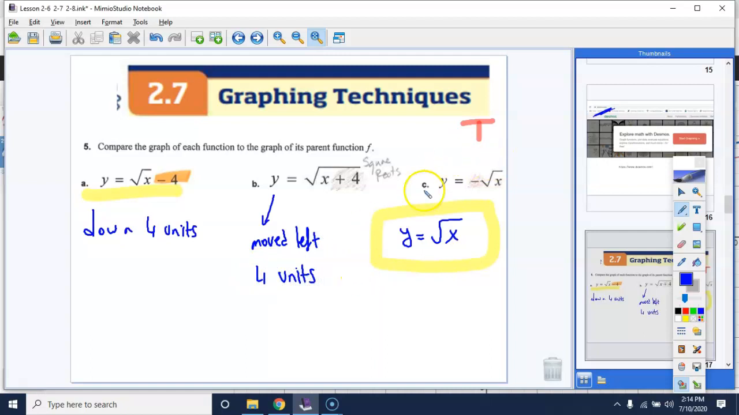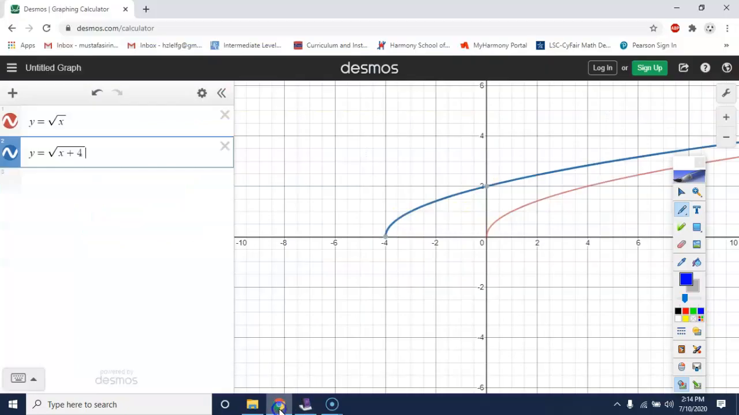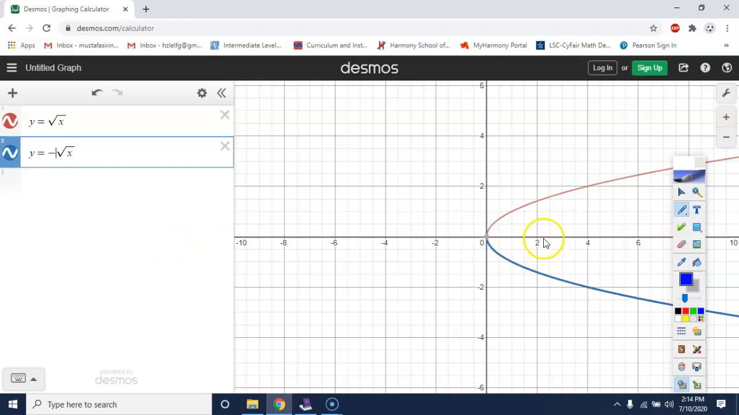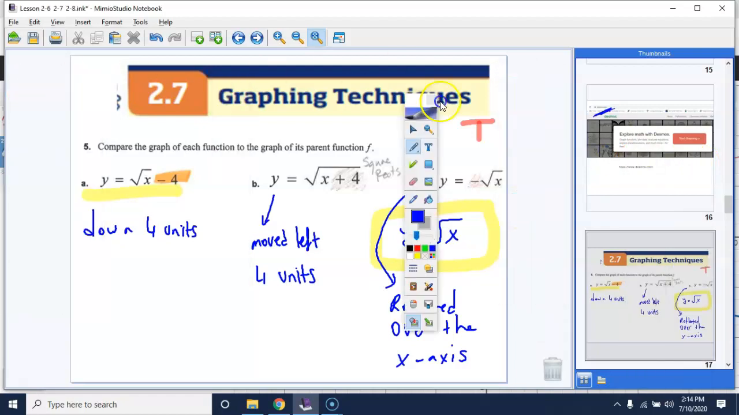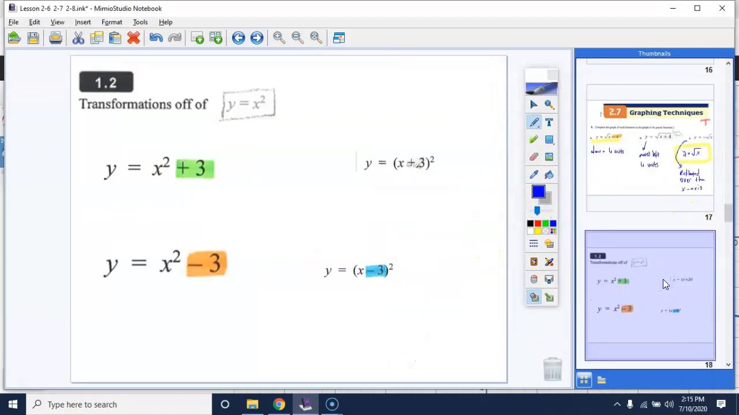And lastly, let me check C, negative square root of x. Here we are. As you're seeing, it goes this way, so it's reflected over the x-axis. So I should say over here, C should be reflected over the x-axis. That's the transformation that happened here. Okay, so that's the whole goal of this lesson 2.7. All right, let me move on to the next one.